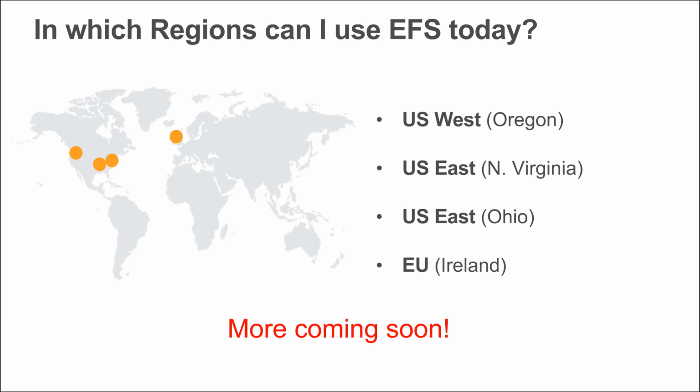So, what regions can you use EFS in today? Four regions right now: US West Oregon, US East Northern Virginia, US East Ohio, and EU Ireland. And there's many, many more coming soon. Our goal is to have it be globally available as soon as possible across as many regions as possible.